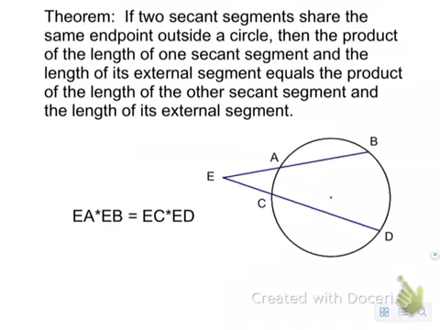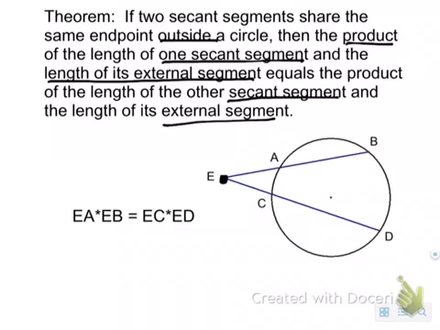Now here's our theorem. If two secant segments share the same endpoint outside of a circle, notice it's got to be outside, then the product, that's telling you to multiply, of the length of one secant and the length of its external segment, external means outside, equals the product of the length of the other secant and the length of its external segment.